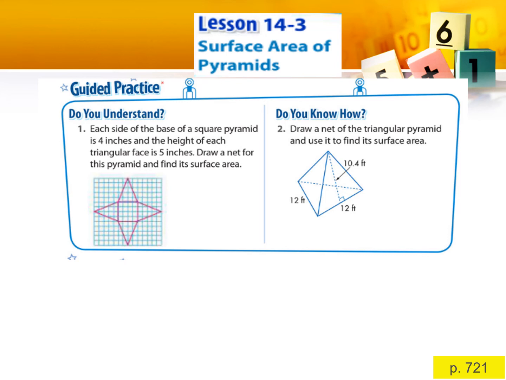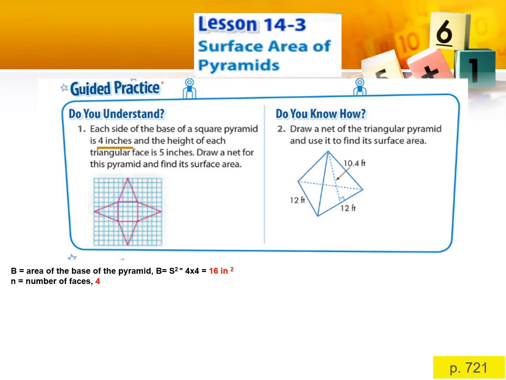Now let's find its surface area. So let B be the area of the base of the pyramid. So the base here is a square, so we will be using the formula s squared. The given base is 4 inches, so 4 times 4 will result to 16 square inches. Let n be the number of faces, so as you can see on the screen, it has 4 faces.